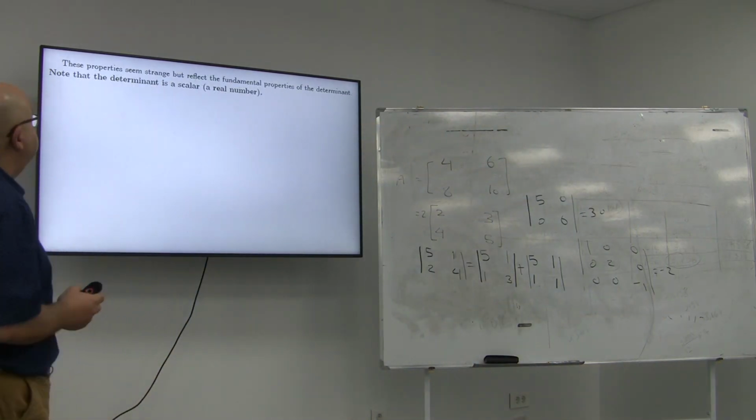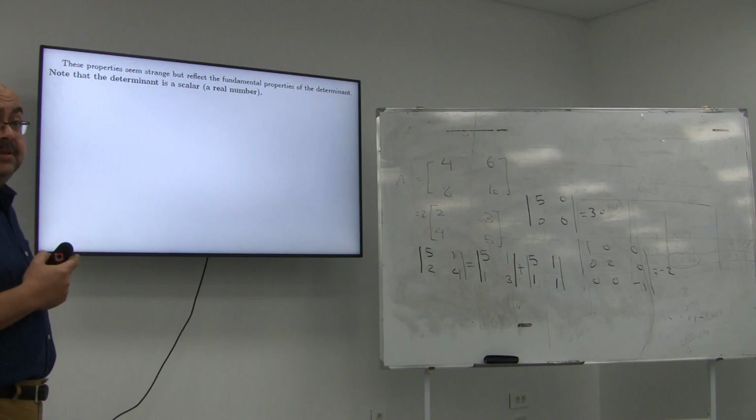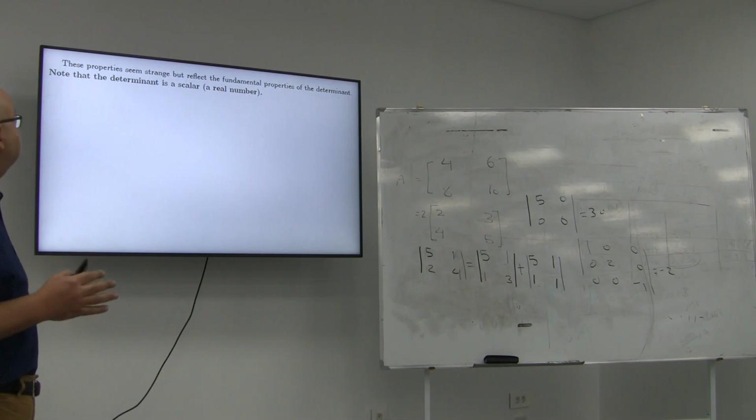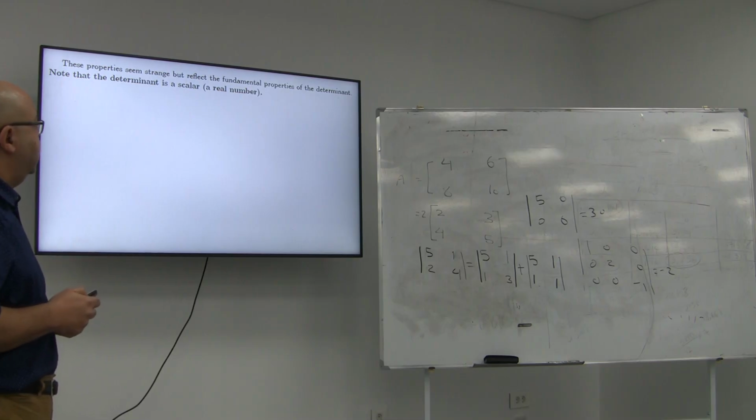These properties, as the slides tell you, seem strange, but reflect the fundamental properties of the determinant. Note that the determinant is a scalar, a real number.